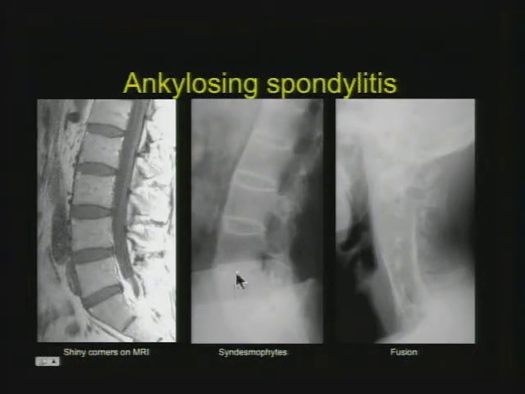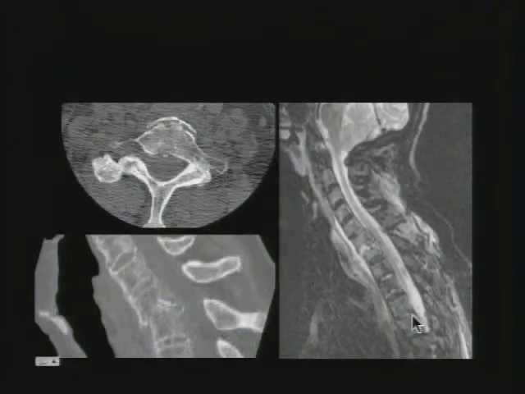So that's squaring. You see those nice vertical syndesmophytes. You see fusion very frequently with ankylosing spondylitis, and JIA can fuse as well. Usually when that fuses, the bones are very small.